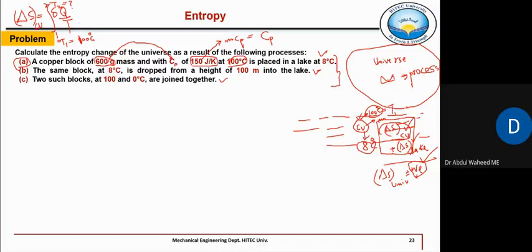Any idea? This copper is placed in a lake. 8 degrees Celsius, right. ठीक है जी. After some time, its temperature will be equal to the temperature of the lake. So T2 is 8 degrees Celsius.